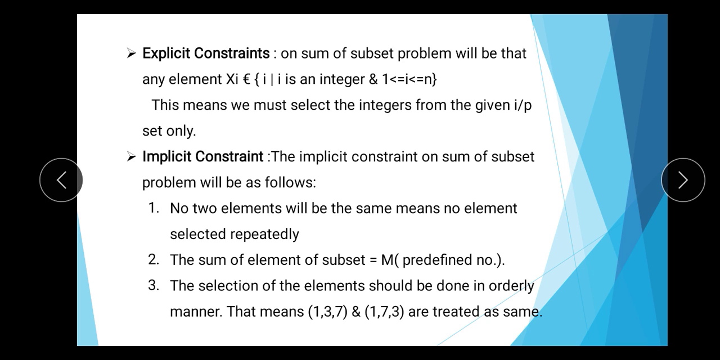And the next constraint is that the selection of the elements should be done in an orderly manner. That means 137 and 173 are treated as the same. You cannot say these are two subsets. The selection of elements should be in an orderly manner, which means we have to arrange the elements in increasing order. So by default we form only one subset. We cannot say 137 and 173 are different subsets; they are treated as the same subset.